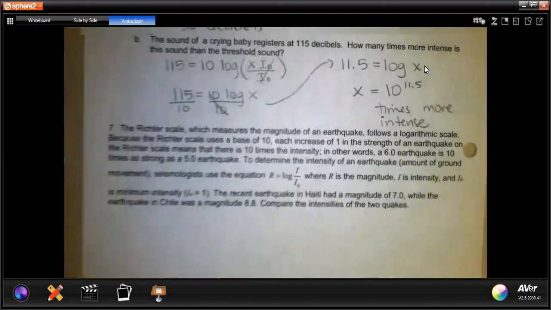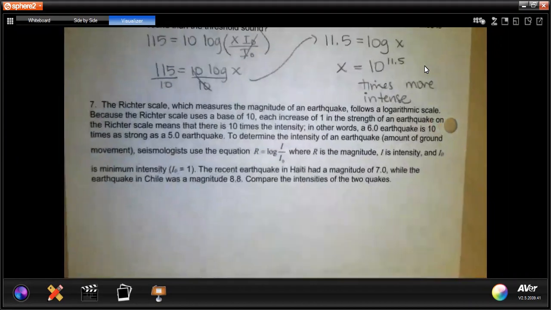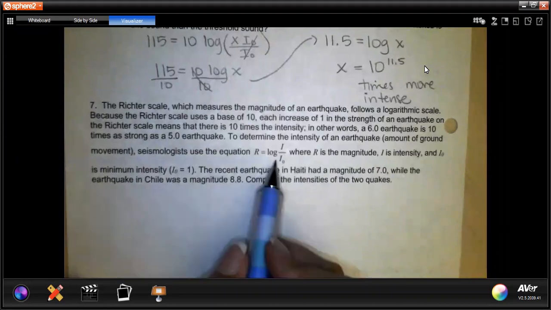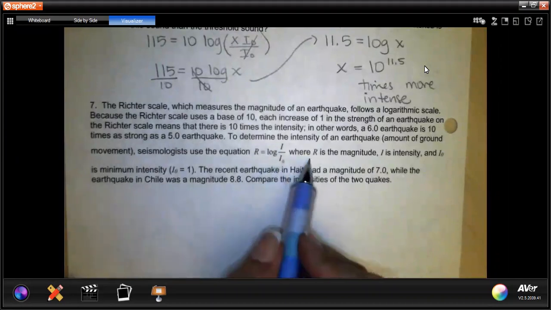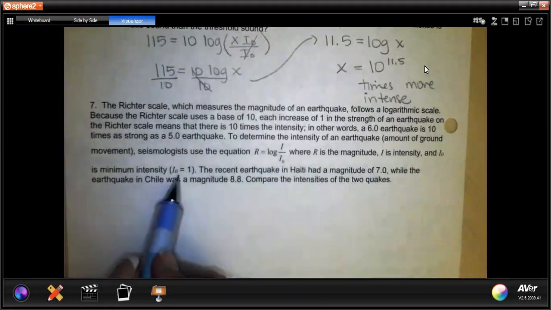All right, here is another one. The Richter scale, which measures the magnitude of an earthquake, follows a logarithmic scale. Because the Richter scale uses a base of 10, each increase of 1 in the strength of an earthquake on the Richter scale means that there is 10 times the intensity. In other words, a 6 earthquake is 10 times as strong as a 5 earthquake. To determine the intensity of an earthquake, which is the amount of ground movement, seismologists use the equation R equals log of I over I naught, where R is the magnitude, I is the intensity, and I naught is a minimum intensity. For this problem, we're going to go ahead and use I naught as 1.